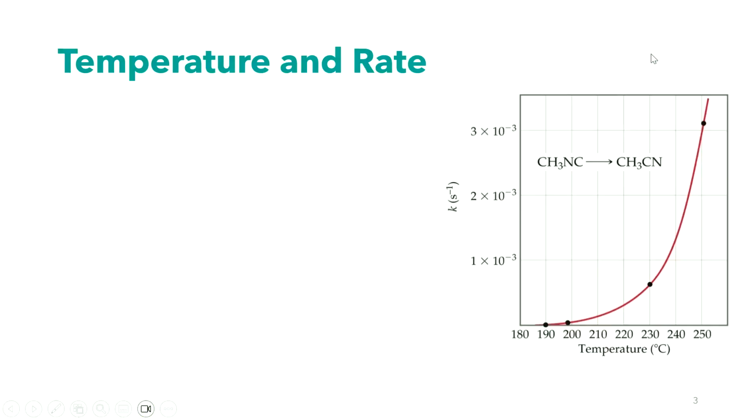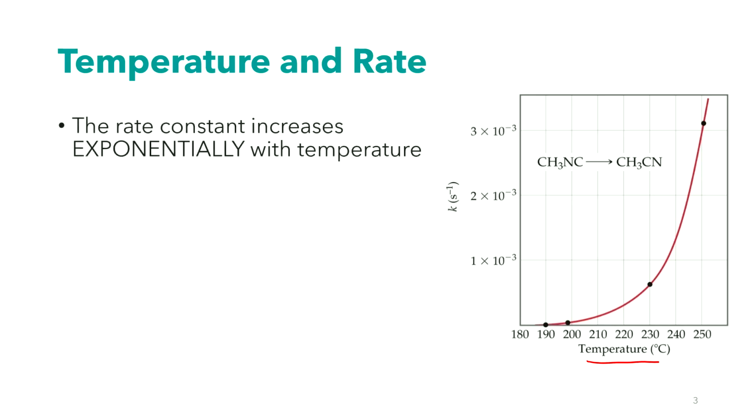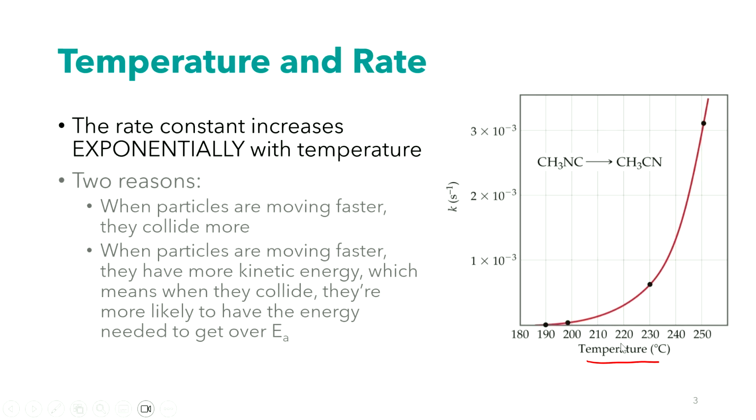All right, this is where we left off on Thursday. This relationship, as we increase the temperature of a reaction, the reason that speeds up a reaction is because temperature increases our rate constant. And it's not a linear relationship, it's exponential. So every time we increase temperature, we're going to see a fairly significant jump in K. That's the exponential part of this. There are two fundamental, microscopic reasons for why that's true.